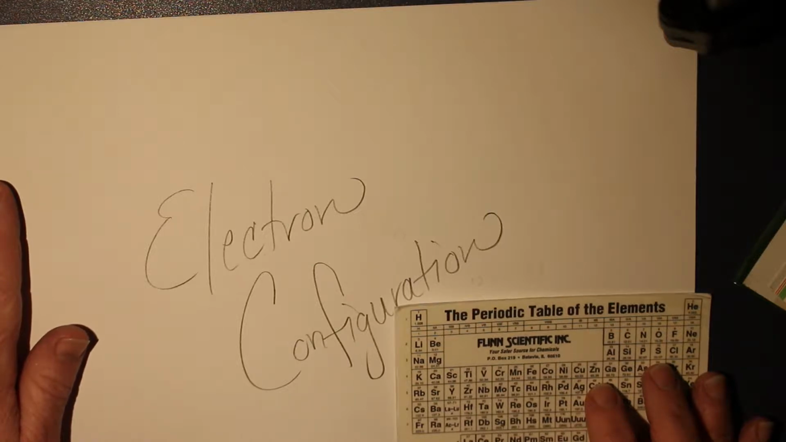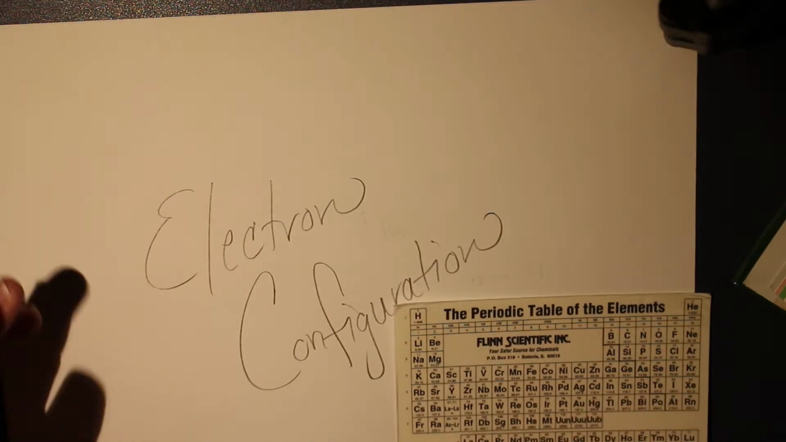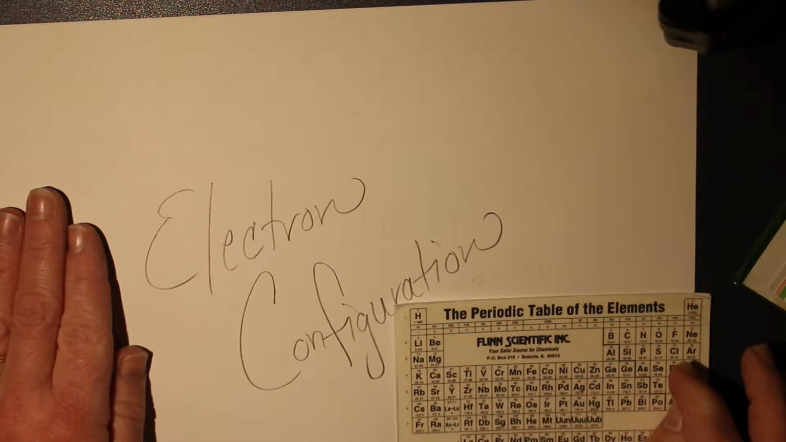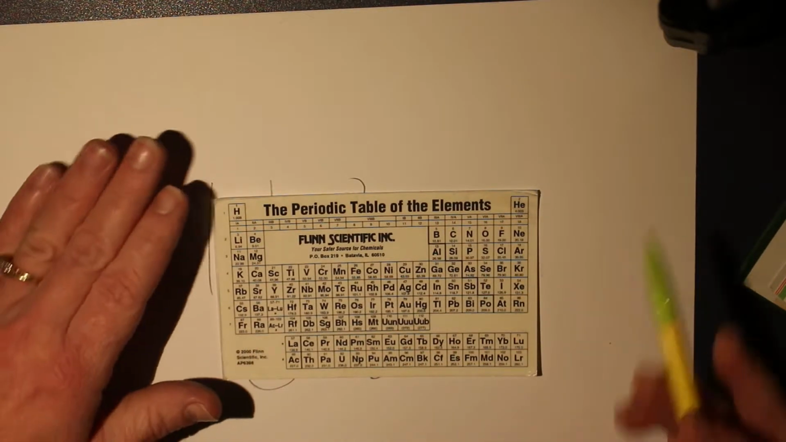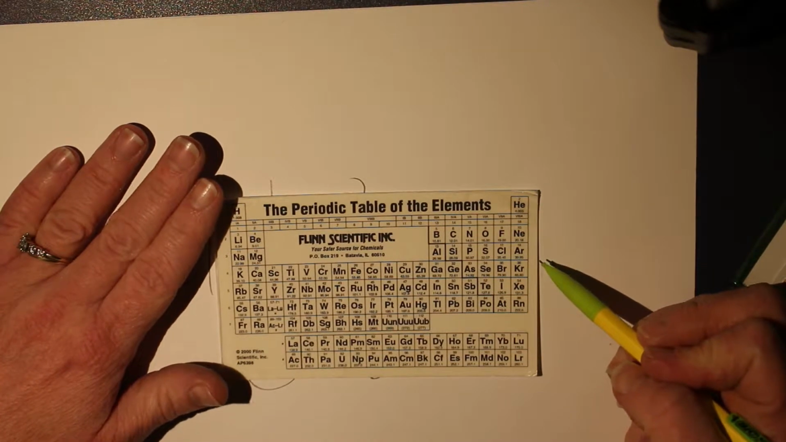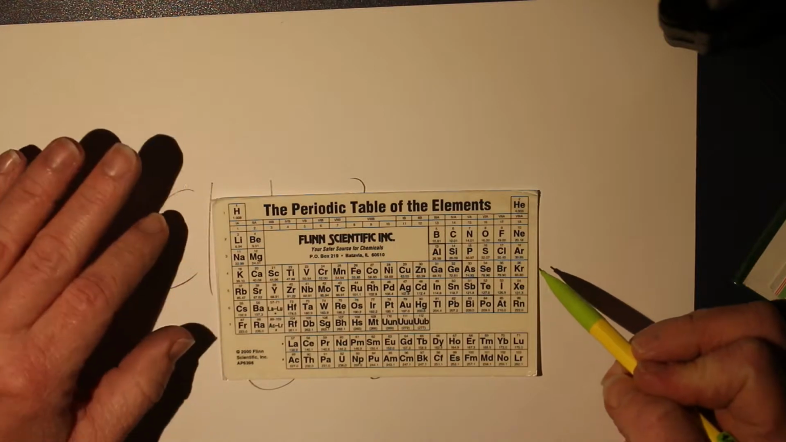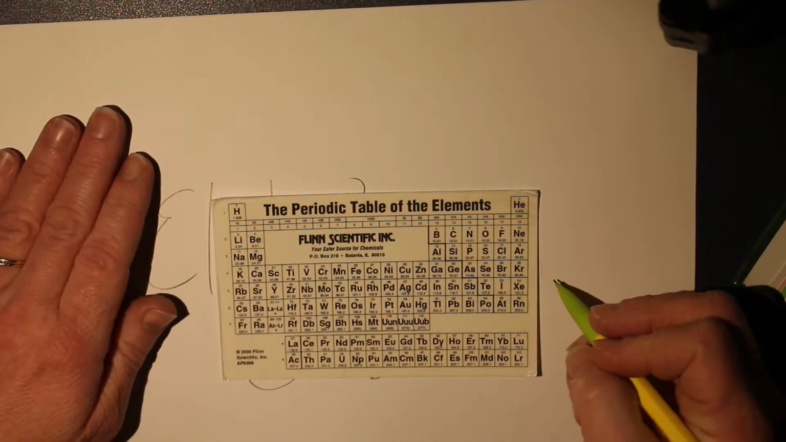Hello students, this is a brief tutorial that will lead you through the guidelines to construct electron configurations as well as orbital diagrams. So we're just going to dig in. It is vital to be able to understand and chart where the electrons are. That allows us to predict and understand chemical reactivity.